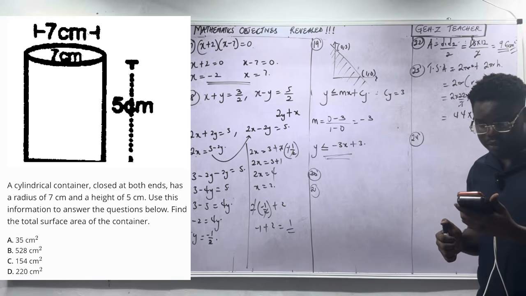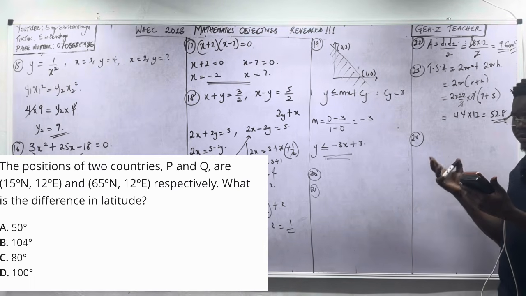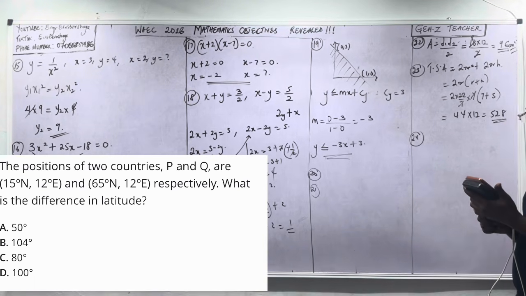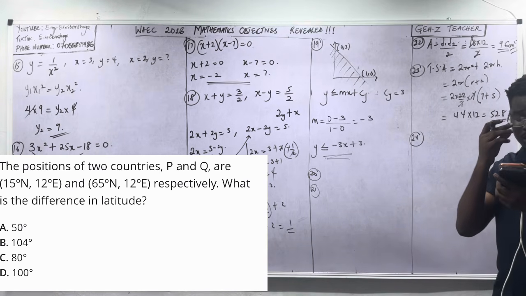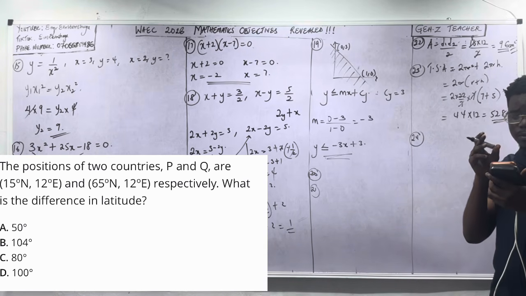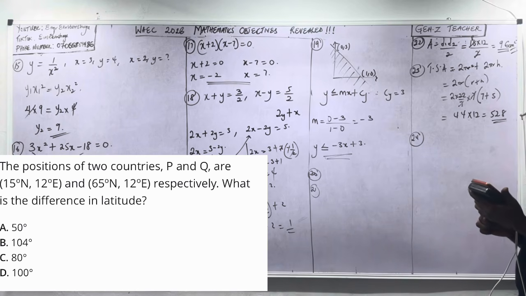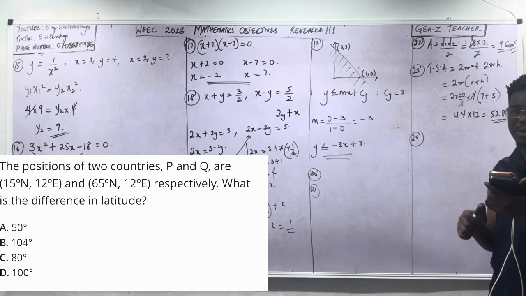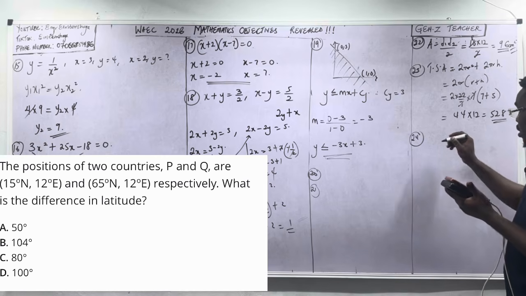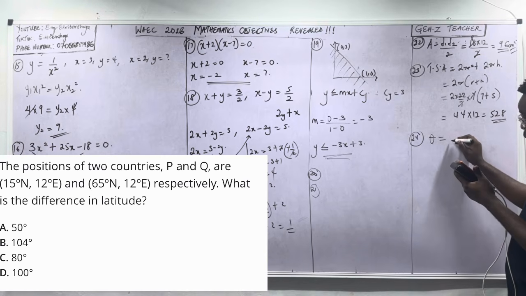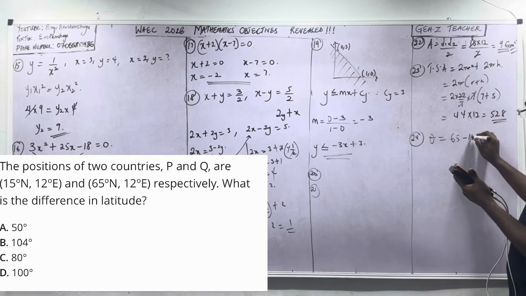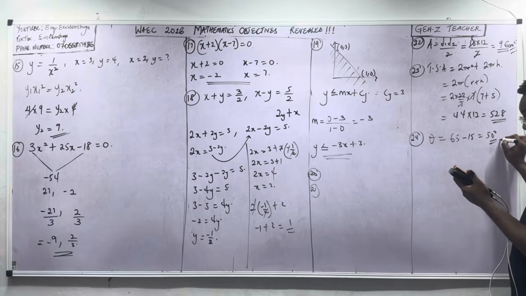Number 24 says the positions of two countries P and Q are given as that. Find the difference in latitude. Now, in the coordinates, we see that the north is having 15 and 65, but the east are the same. So when you have the values in the same coordinate, you're going to subtract. The answer will be 65 minus 15, and that should be 50 degrees, option A.